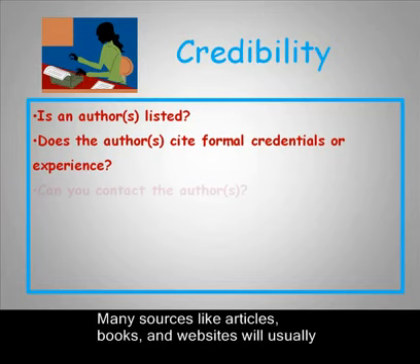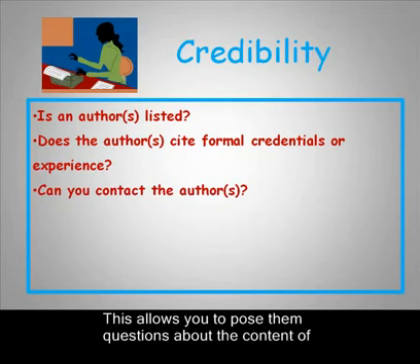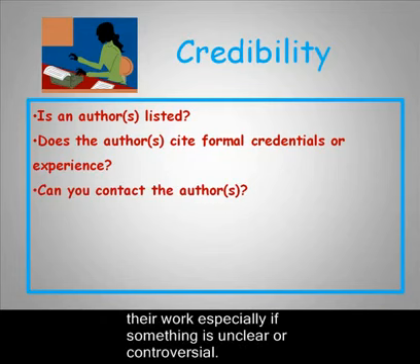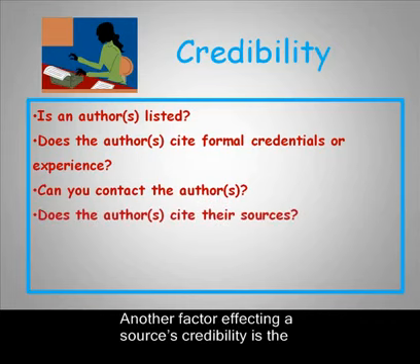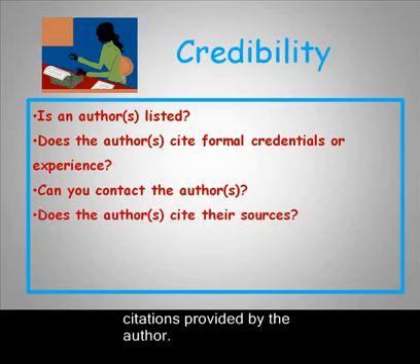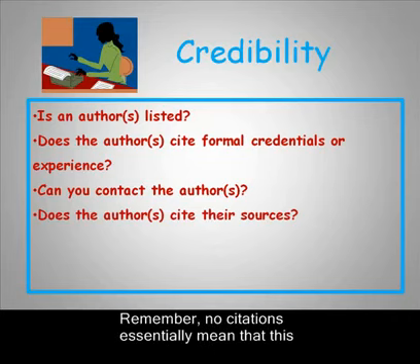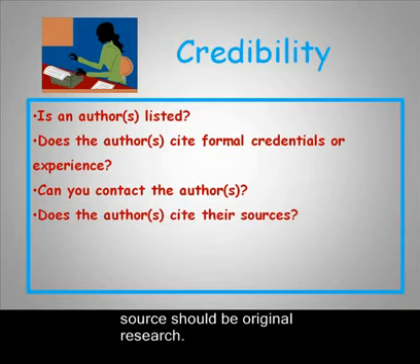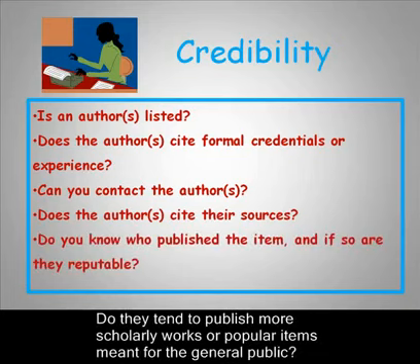Many sources like articles, books, and websites will usually provide information on contacting the author. This allows you to pose them questions about the content of their work, especially if something is unclear or controversial. Another factor affecting a source's credibility is the citations provided by the author. These are the resources that were used in their research. Remember, no citations essentially mean that this source should be original research. Finally, look at the publisher to see their own credentials. Do they tend to publish more scholarly works or popular items meant for the general public?